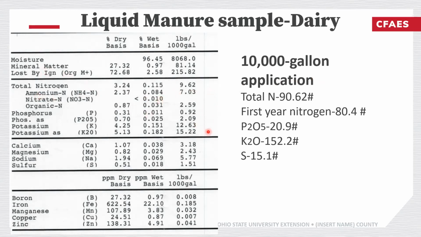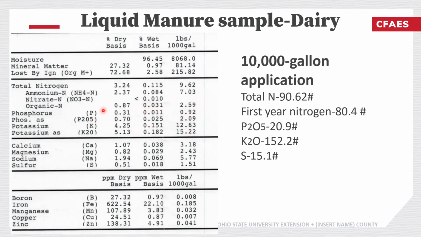And we'll pull some numbers in another slide to look a little bit deeper at this nitrogen value, because when we look at this dairy manure, total nitrogen, 9.62 pounds per 1,000 gallons. So times 10, that's 90.62 pounds of nitrogen. Of that, about 80 pounds is going to be available for our crop that first year, as long as we incorporate it. So when we look at this sample, we have about 7 pounds of ammonia nitrogen, very little nitrate nitrogen, and then 2.59 pounds of organic nitrogen. That organic nitrogen is going to be slowly released over 2 to 3 years to be plant available.